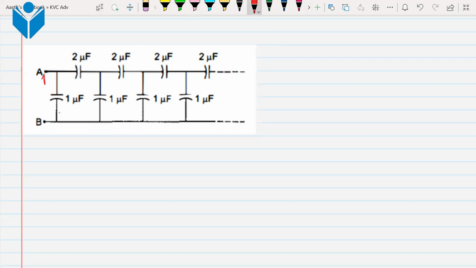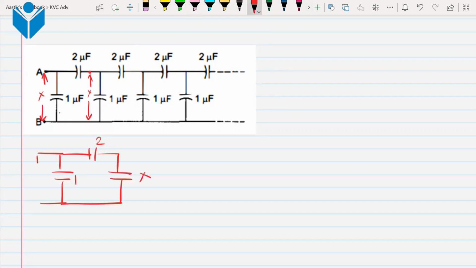On similar lines, if I call the effective capacitance here as X, then from here also it becomes X. Yes or no? Yes, sir. So I can draw the equivalent diagram. It looks like this. 2, x, 1, and this is also x. Do we understand this? Yes, sir.